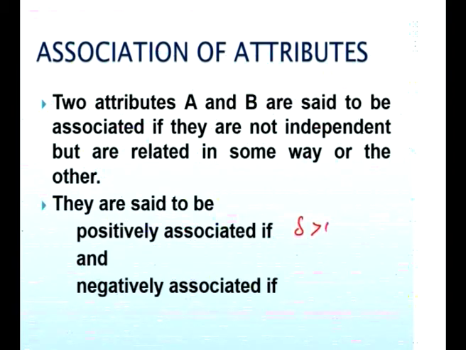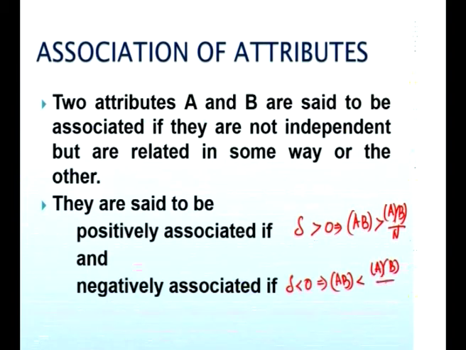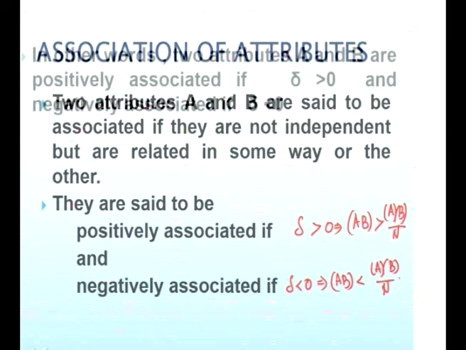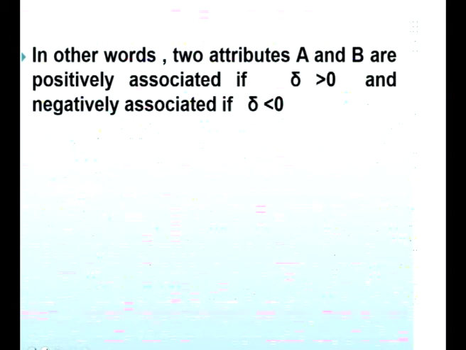delta greater than 0. Delta greater than 0 implies AB is greater than A into B by n. Okay. And similarly, A and B are said to be negatively associated if delta is less than 0. Again using the delta formula, AB is less than A into B by n. In other words, the two attributes A and B are said to be positively associated if delta is greater than 0 and negatively associated if delta is less than 0.